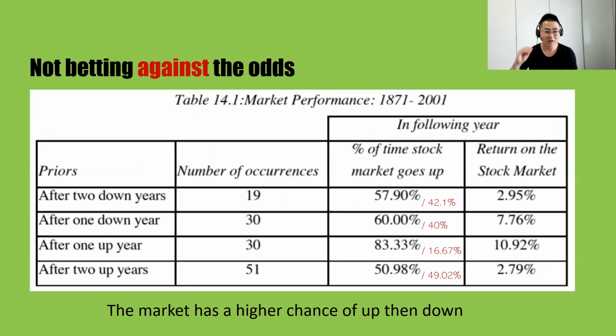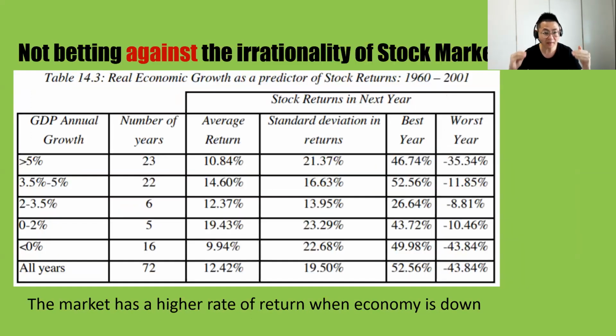Second reason is this. If you look at the table of market performance, after the market is down 2 years, what's the chance that it will go up? There's a higher, more than 50% chance that it will go up. After the market is down 1 year, what's the chance that it will go up the next year? There's a 60% chance that it will go back up next year. When the market is up 1 year, what's the chance that it will continue to go up? There's an 83% chance that it will go up. After the market is up 2 years, what's the chance that it will continue to go up? There's a 50% chance it will go up. So the market always has a higher chance to go up than to go down. As a result, I'm not betting against the odds that the market is going to go up in the following year.